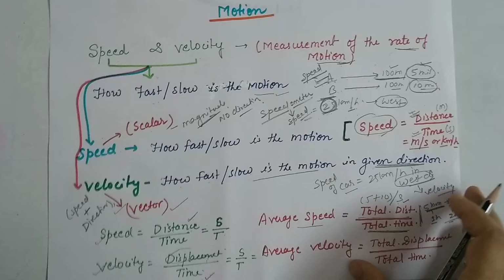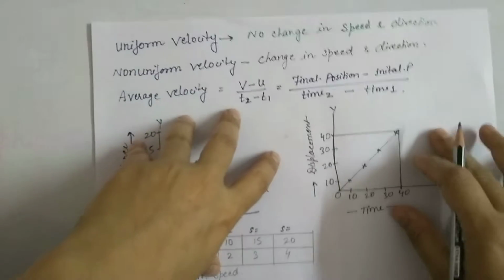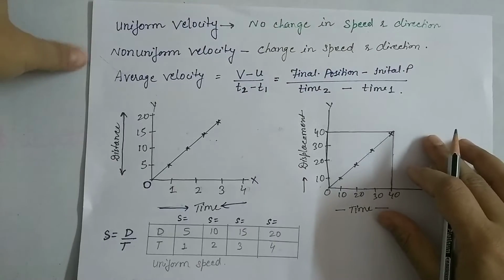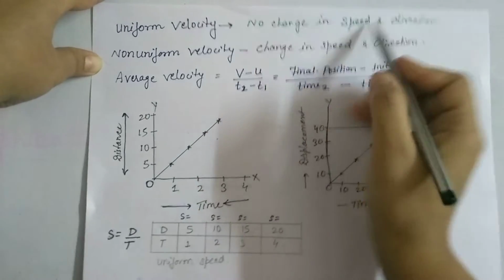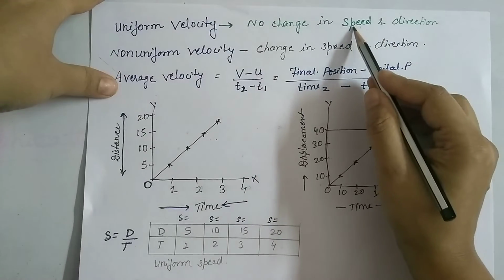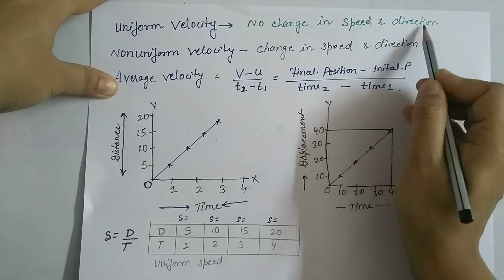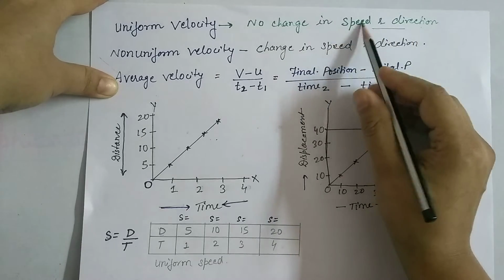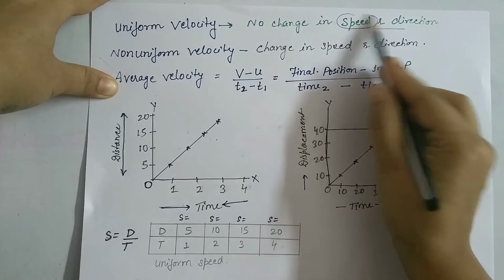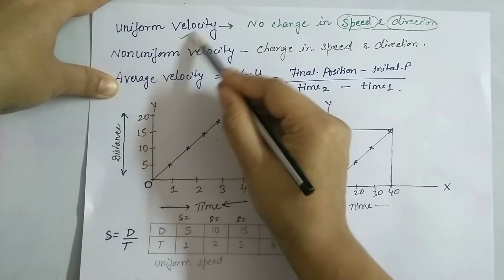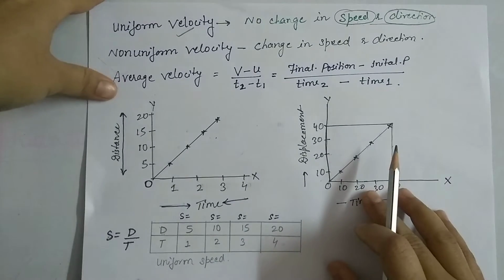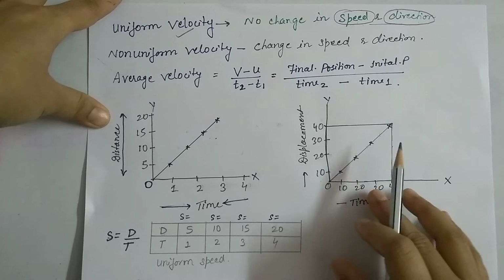Now let's see some more detail about velocity. Uniform velocity: velocity is speed with direction. When there is no change in speed and no change in direction, then we call it uniform velocity.